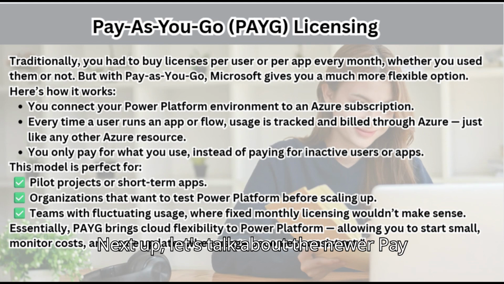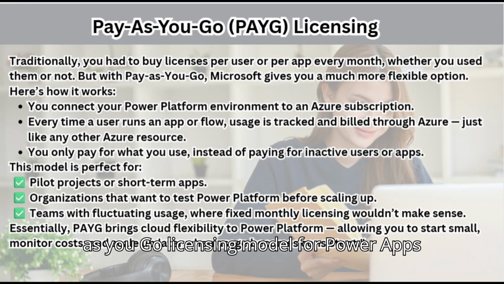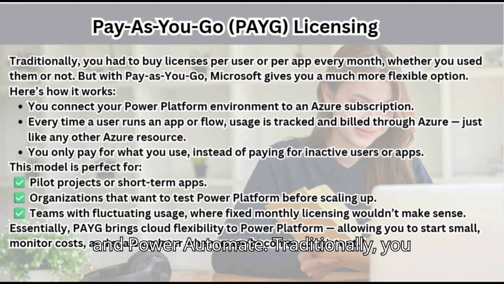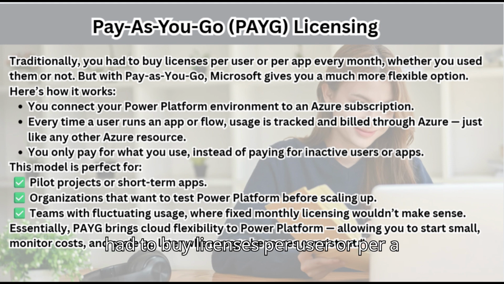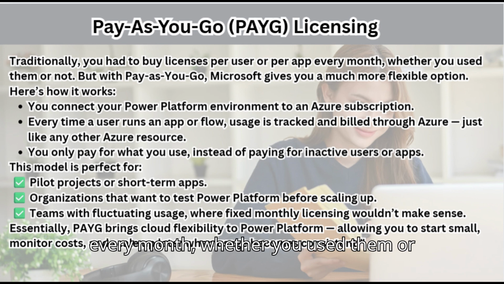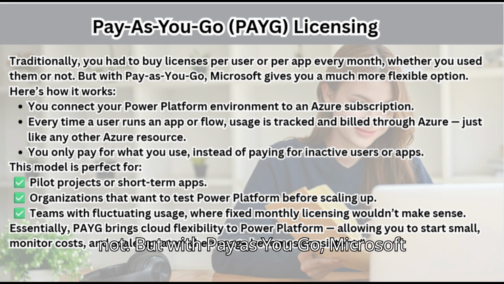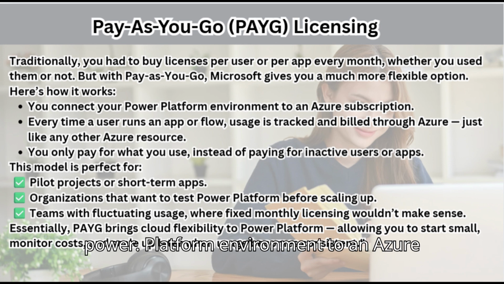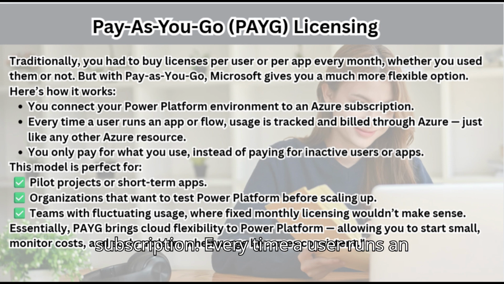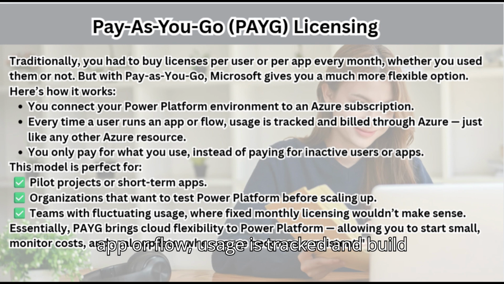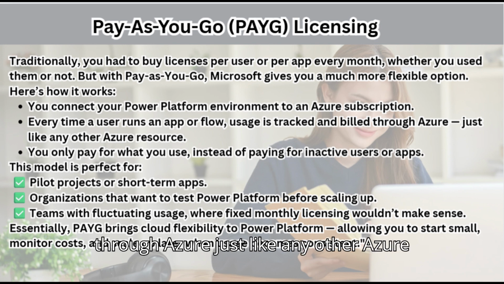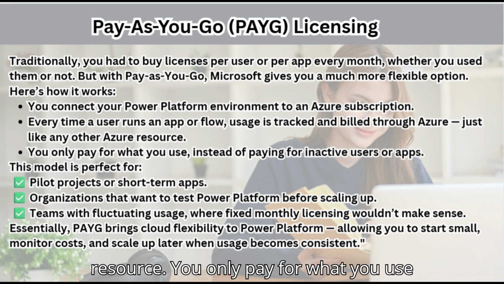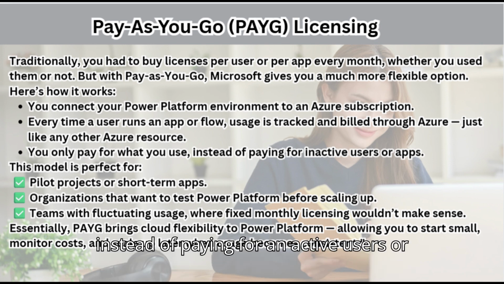Next up, let's talk about the newer pay-as-you-go licensing model for Power Apps and Power Automate. Traditionally, you had to buy licenses per user or per app every month, whether you use them or not. But with pay-as-you-go, Microsoft gives you a much more flexible option. Here's how it works. You connect your Power Platform environment to an Azure subscription. Every time a user runs an app or flow, usage is tracked and billed through Azure, just like any other Azure resource. You only pay for what you use, instead of paying for inactive users or apps.